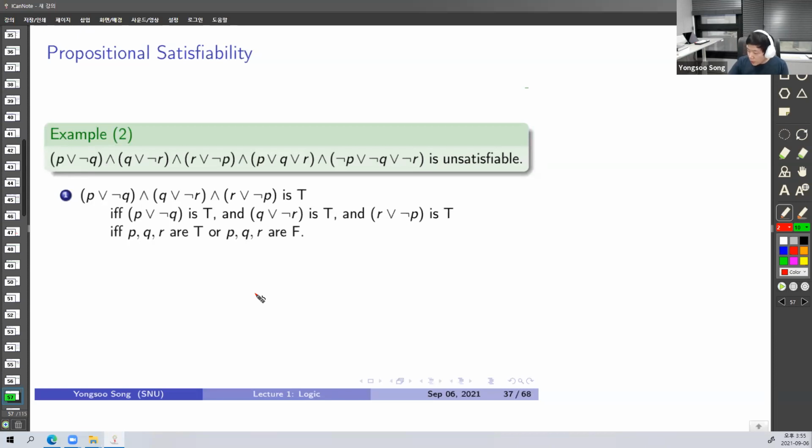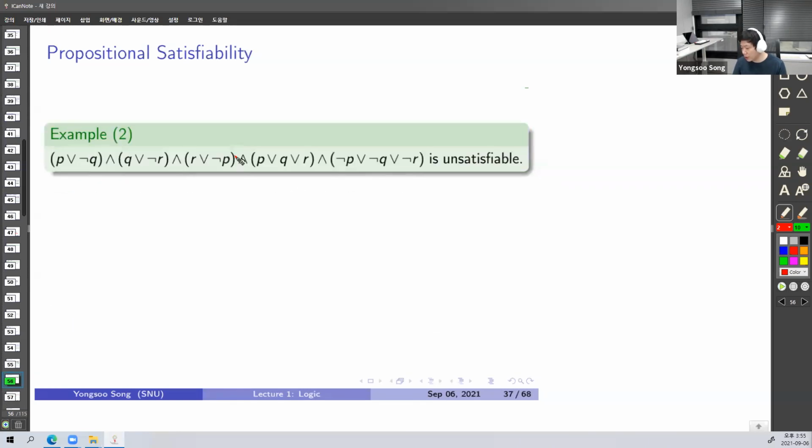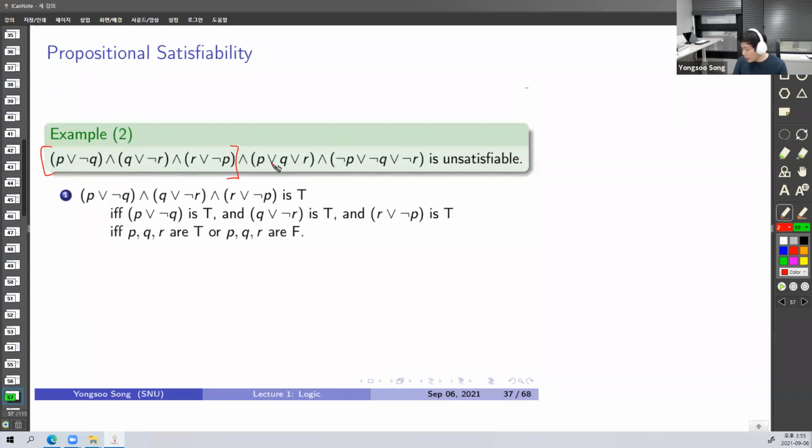So first, let's look at this first part, which is the same as the previous example here. So if the whole proposition is true, then of course this first part should also be true. And this first proposition is true if and only if these three propositions have the same truth value. So if they are all true or they are all false.